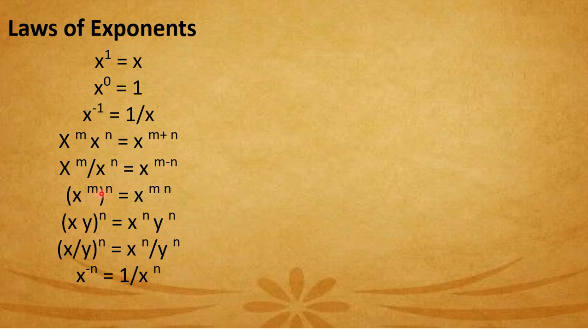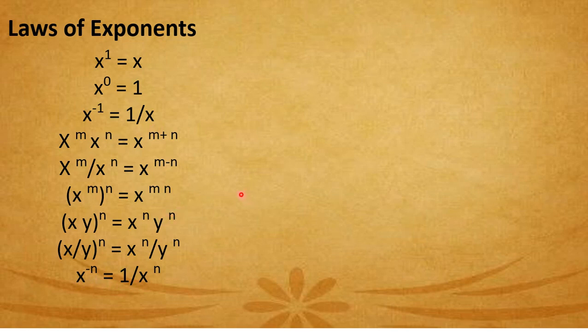x raised to the power m whole raised to the power n is equal to x raised to the power m into n. xy whole raised to the power n is x raised to the power n into y raised to the power n. x upon y whole raised to the power n is equal to x raised to the power n upon y raised to the power n. x raised to the power minus n is equal to 1 upon x raised to the power n.